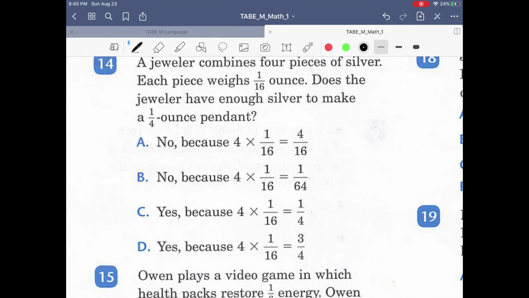A jeweler combines 4 pieces of silver. Each piece weighs 1/16 of an ounce. Does the jeweler have enough silver to make a 1/4 ounce pendant? So 1/16 times 4/1 is 4/16. That will simplify by 4 to give me 1/4. So yes, the jeweler does have enough.